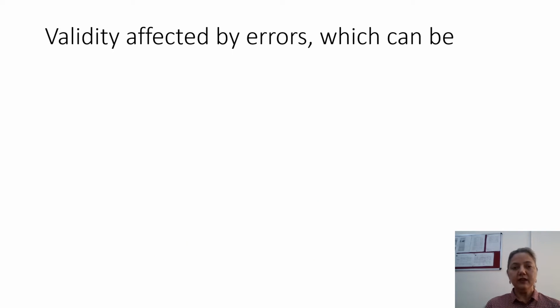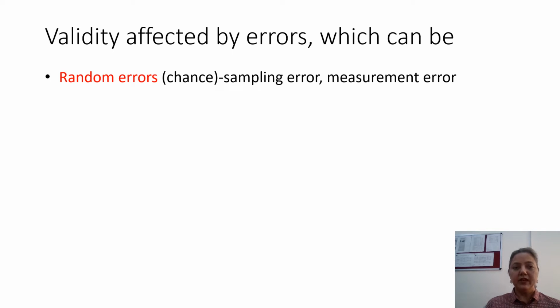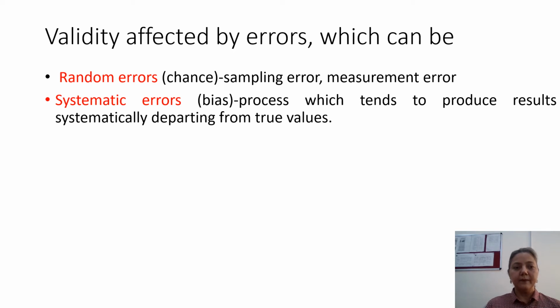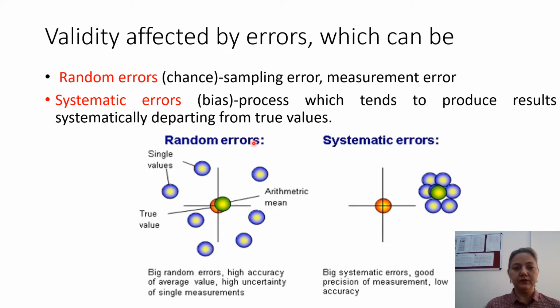So validity of a study can be affected by errors which can be of different types, like random errors, which are called chance errors, which can be sampling errors and measurement errors. And another category is systematic errors or biases. They are the more problematic ones. In these errors, basically the process is faulty, which tends to produce results systematically departing from the true values.